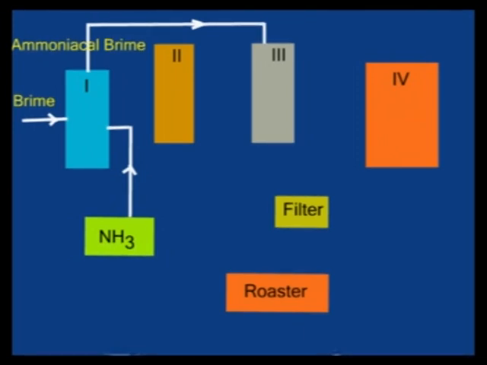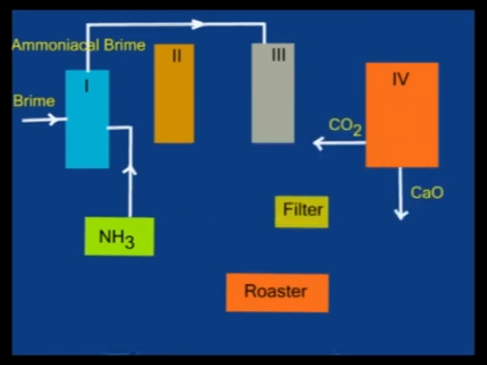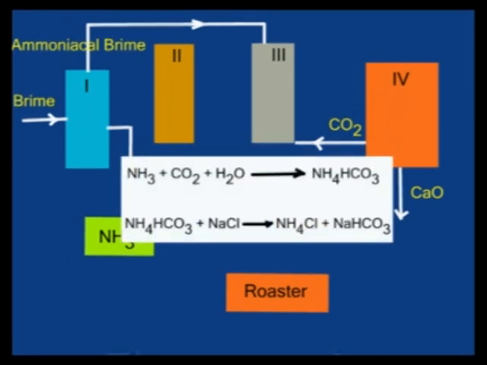Notice that we move from tower 1 to tower 3. The ammoniacal brine trickles from the top. Meanwhile, in chamber 4, coke and limestone are heated to produce carbon 4 oxide and calcium oxide. The carbon 4 oxide produced in that roaster is then pumped to the carbonator from the bottom. Now the reactions in the carbonator are shown here.